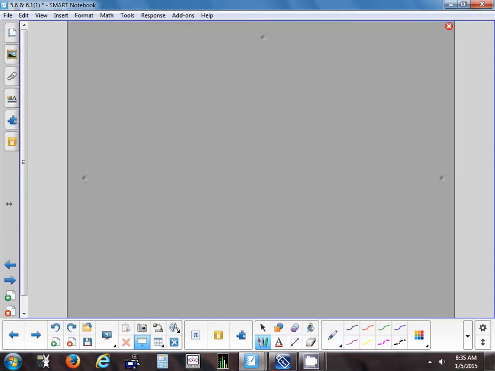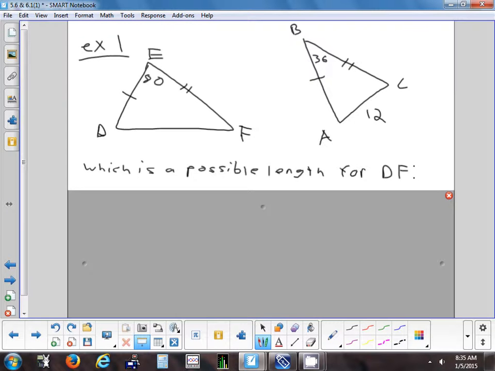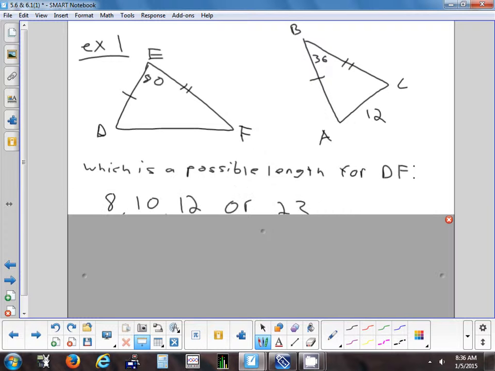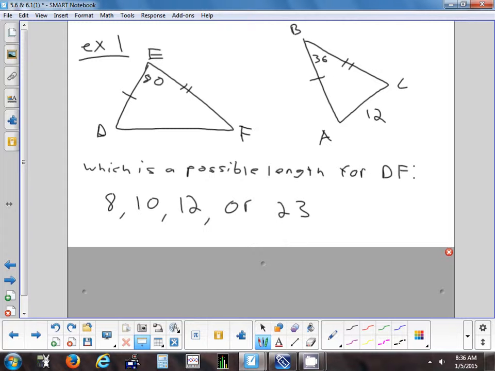Let's say I didn't even give you choices. What do you know about DF compared to AC? Well, you actually know the length of AC, so you could guarantee me something about DF based on the Hinge theorem. DF is going to be larger than 12. It's got to be bigger than 12. This hinge in the first triangle is open more than the second, so if it's open more than this one, it's got to be more than 12. So what's the only number there that would even be a possibility for an answer? 23.